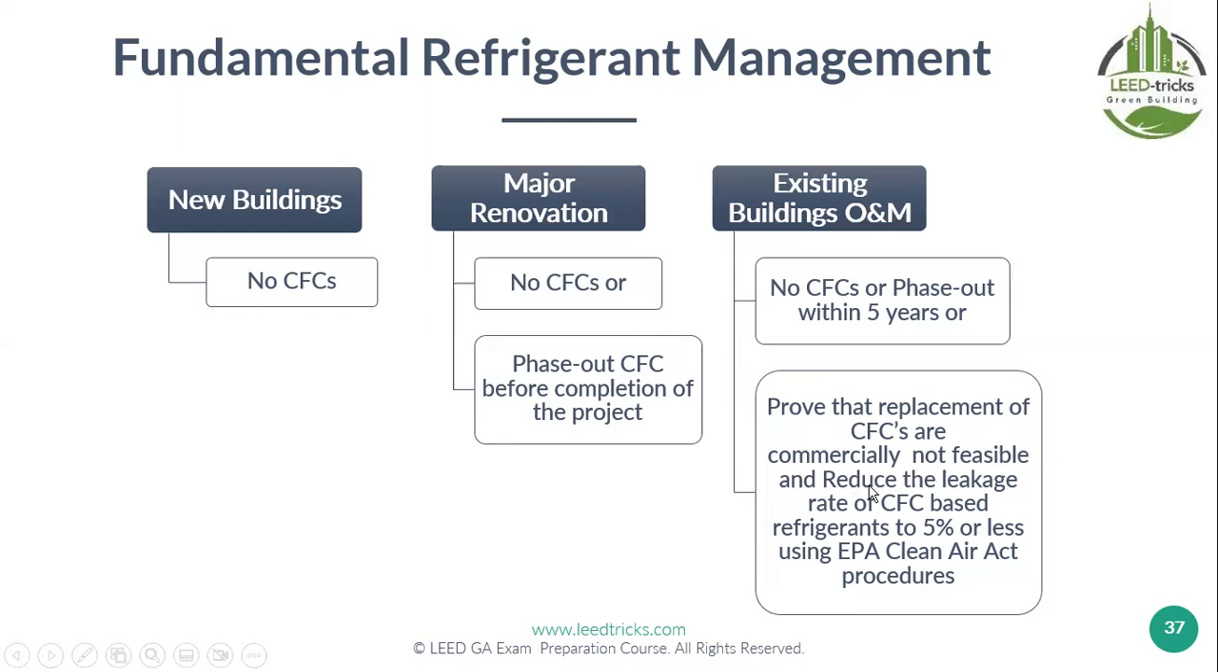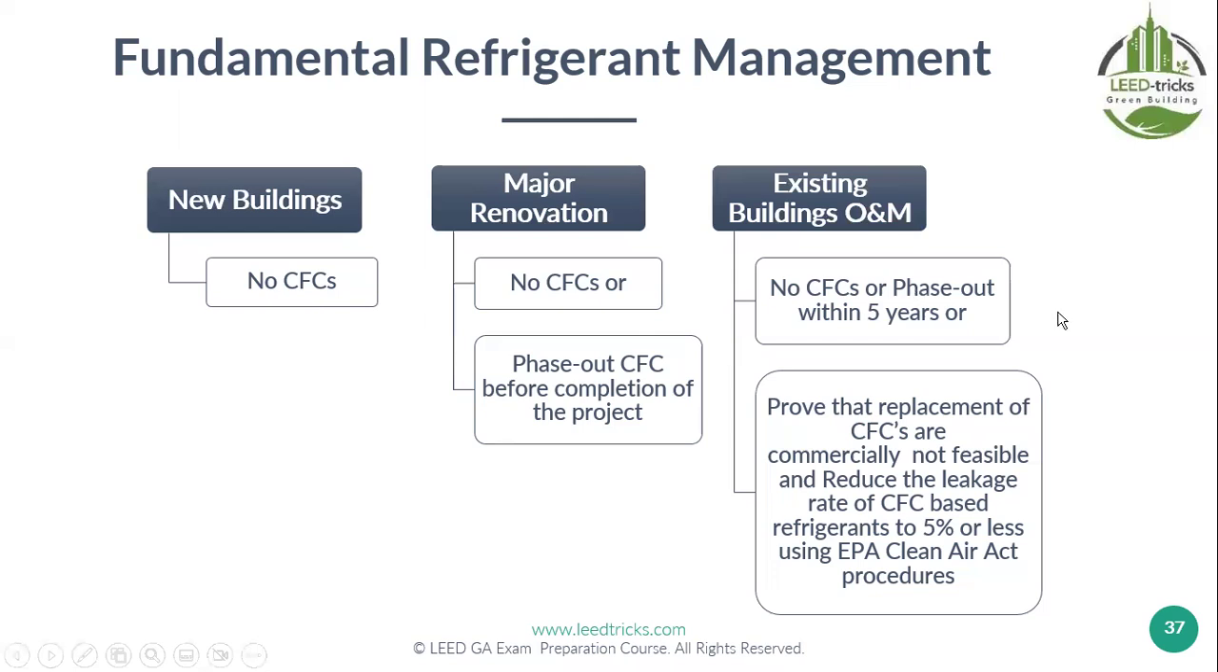And you guarantee that the leakage is reduced to 5% or less, using what standard? Using EPA Clean Air Act procedures. So you need to remember this information. You use Clean Air Act procedures to verify that the leakage is less than 5%. If it's more, you are required to make it less than 5% a year. And as I told you, the trick here is that leakage is not an issue. People will not die if there is a 5% leakage. Okay.